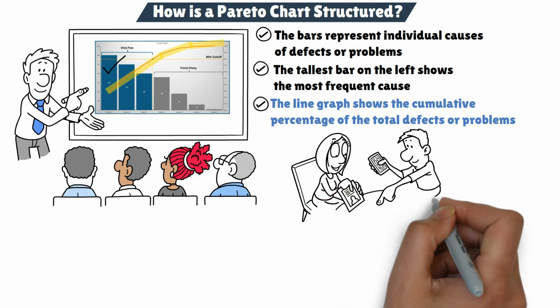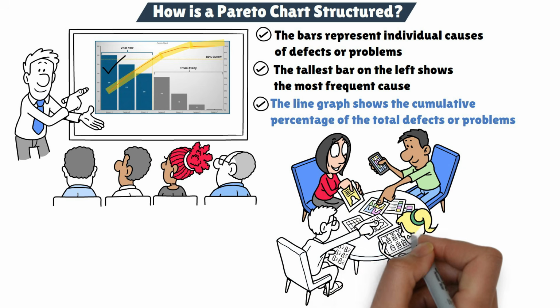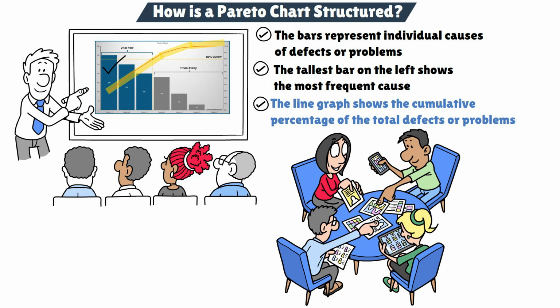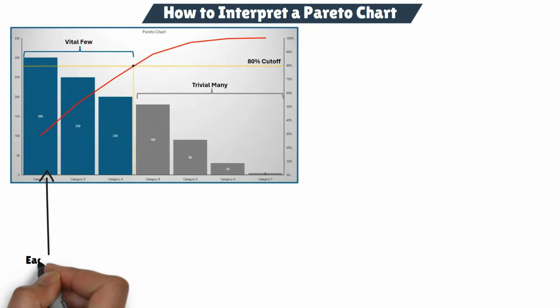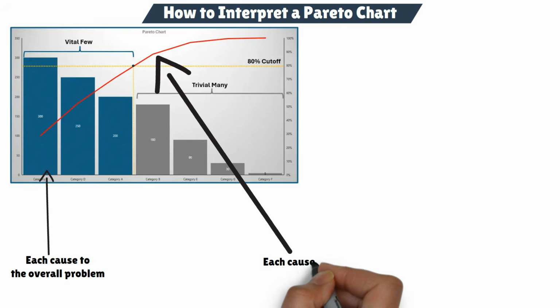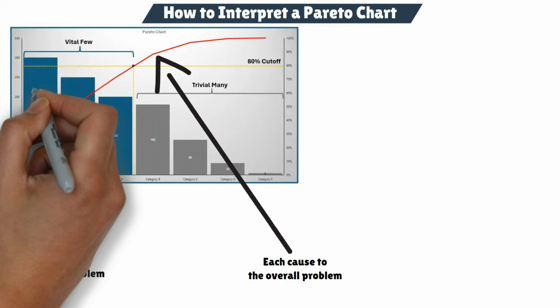The beauty of this structure is that it visually tells you that if you address the first few causes, you're tackling the majority of the problem. It's a clear way to prioritize. When interpreting a Pareto chart, the bars show the individual contribution of each cause to the overall problem, while the cumulative line tells you how much progress you'll make as you address these causes in order.